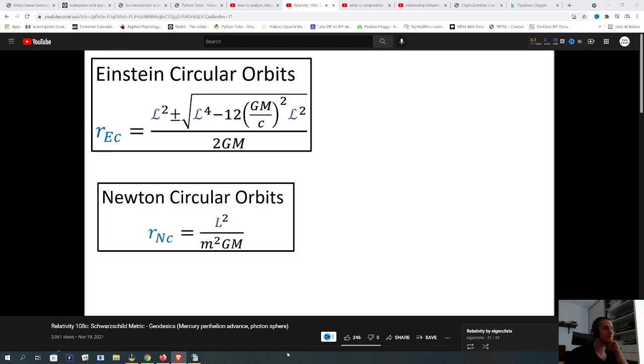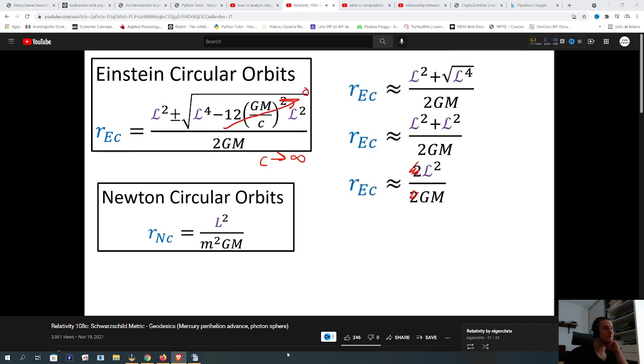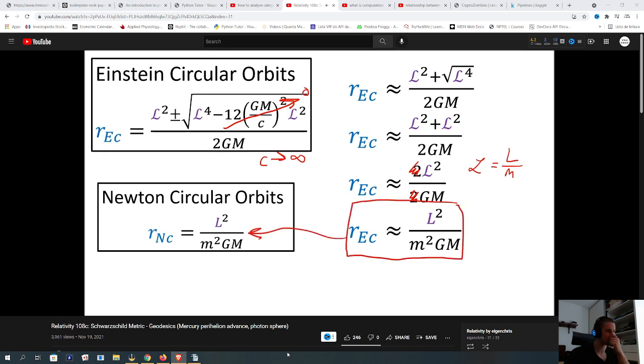Also, we can compare the circular orbits from general relativity to the circular orbit in Newtonian gravity. If we take the speed of light to approach infinity, this term goes to 0. After canceling and replacing script L with L over mass, we recover the expected circular orbit from Newtonian gravity. So this means that when we're dealing with small masses and slow speeds, Newtonian gravity is a very good approximation for general relativity.